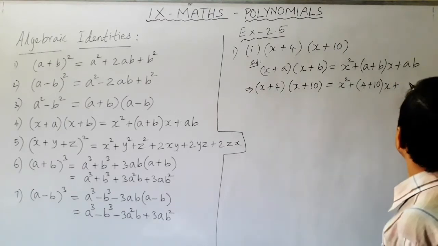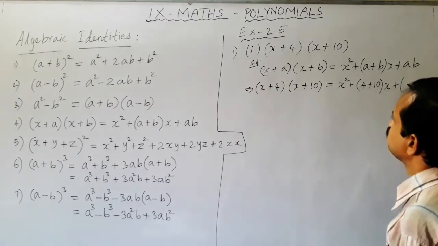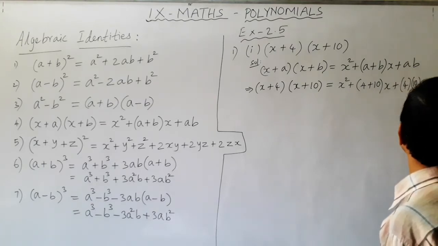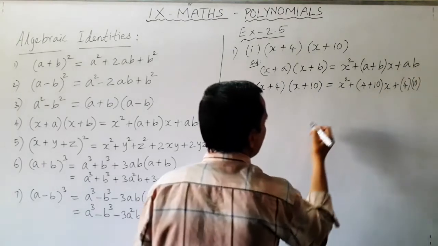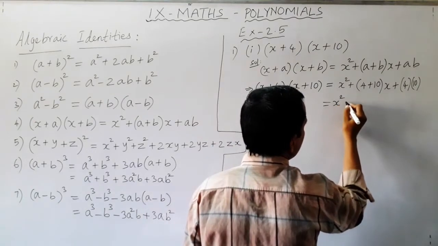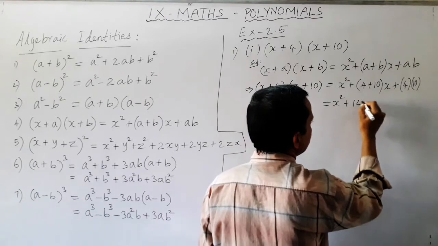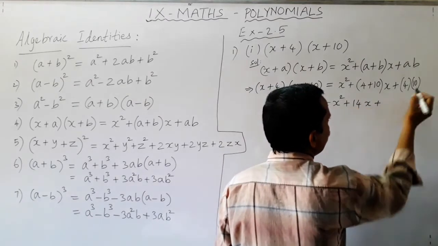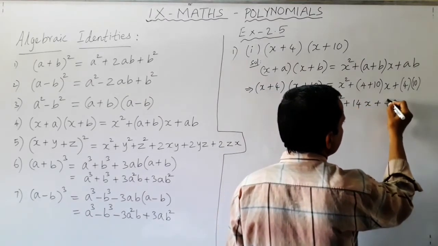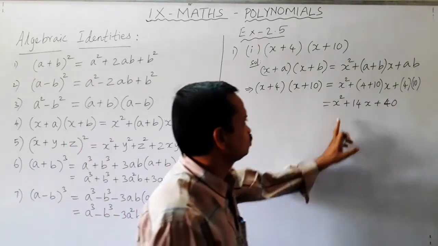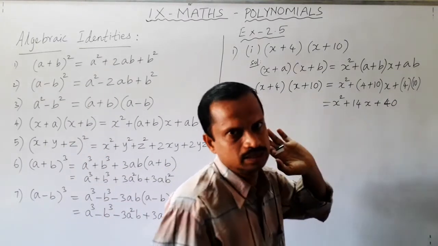Okay, and then ab. So a into b means a is 4, with the bracket you write to avoid confusion. That's all, and you get x square plus 4 plus 10 is 14, so 14x, plus 4 into 10 is 40. Clear, children? So the final answer is x square plus 14x plus 40.